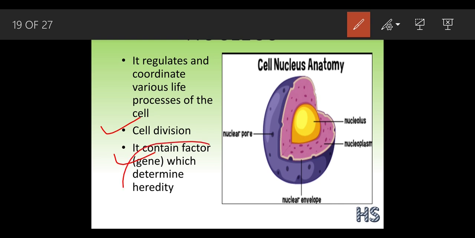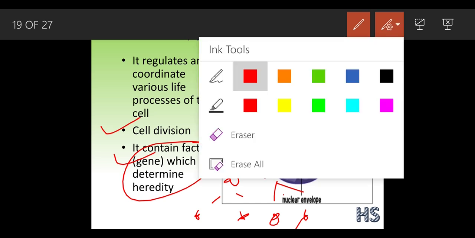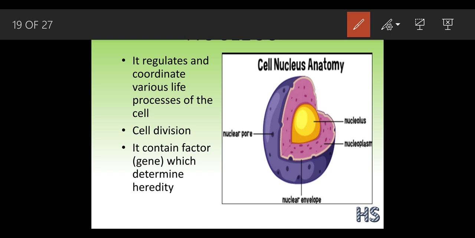Let's understand this point in detail, but before that, cell division. When we were a single cell, we called it a zygote. This cell eventually divided into two. These two got divided into four. This was all due to the nucleus only, this cell division.